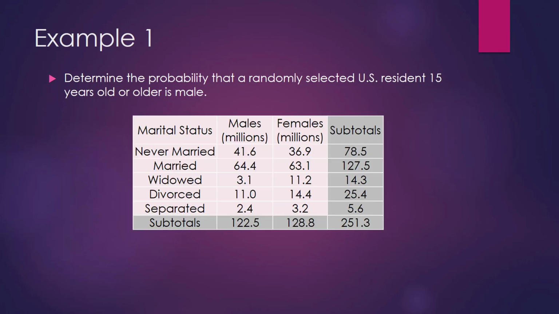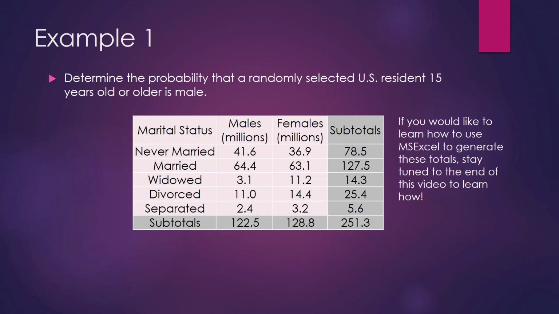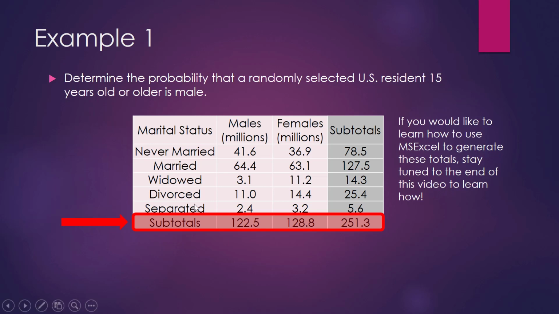Here, as you can see, we have a new row and a new column. If you would like to learn how to use Microsoft Excel to generate these totals, stay tuned till the end of the video to learn how to do this. So notice we have this new row at the bottom of our table. What we've done is add all the males together to get 122, and then add all the females together to get 128.8.